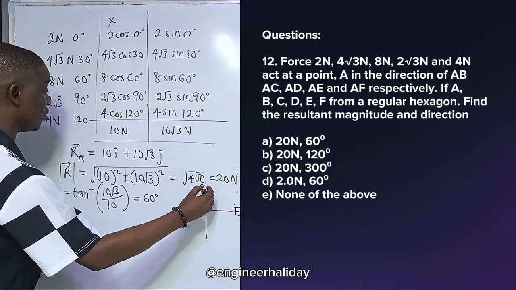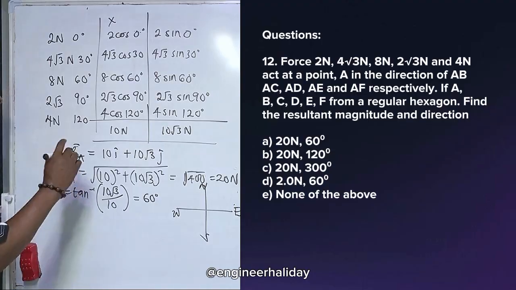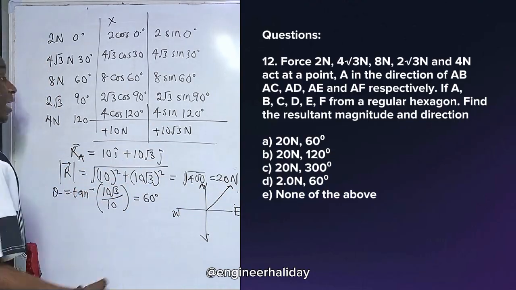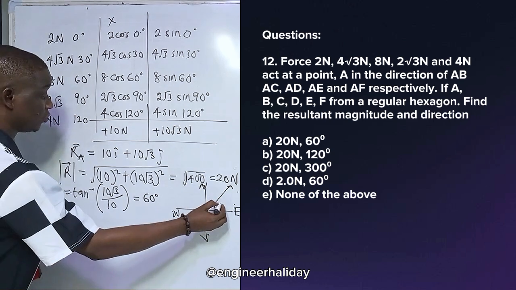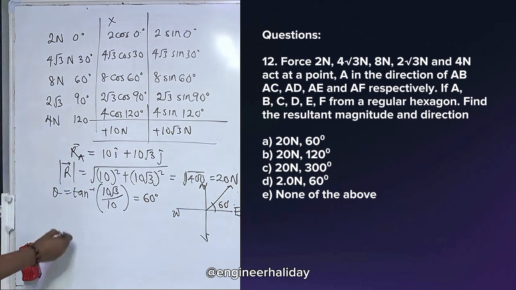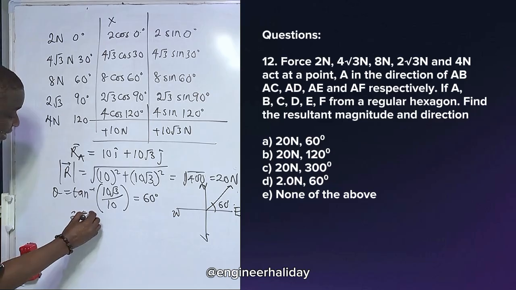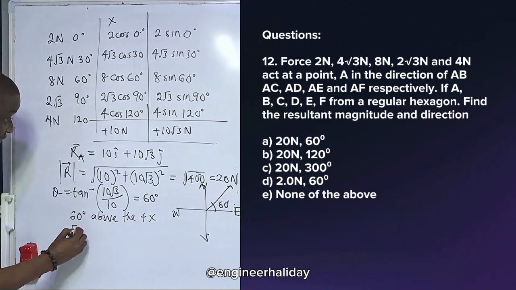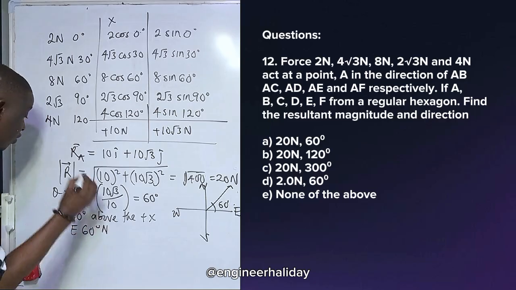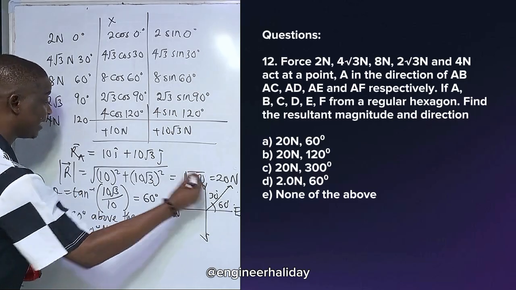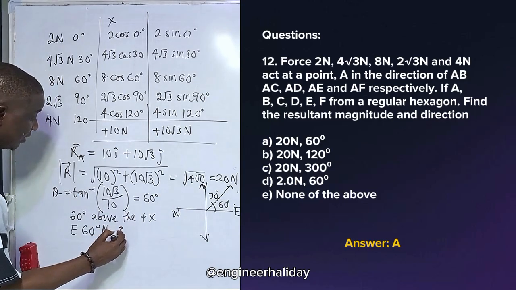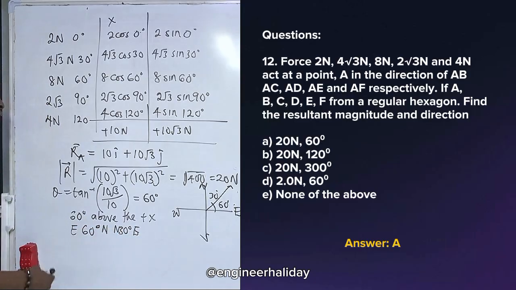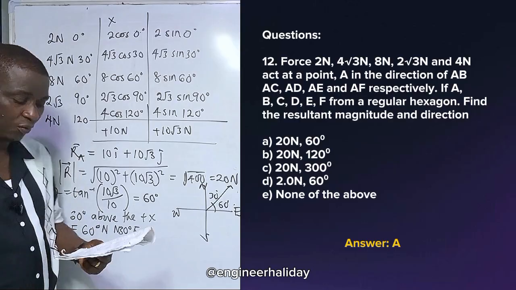This is east, this is north, this is southwest. It is supposed to fall in the first quadrant, because both components are positive. So if you fall in the first quadrant, you can interpret 60 degree. This is 60 degree above the positive x axis, or you can take 30 from the north, so you have north 30 degree east.